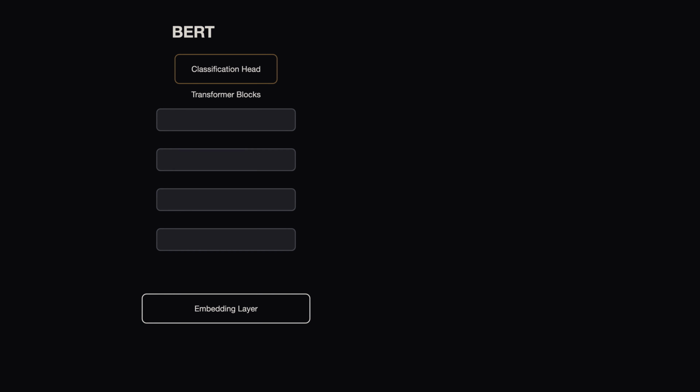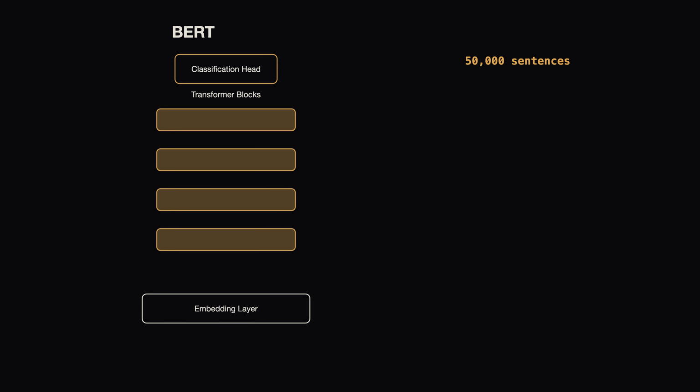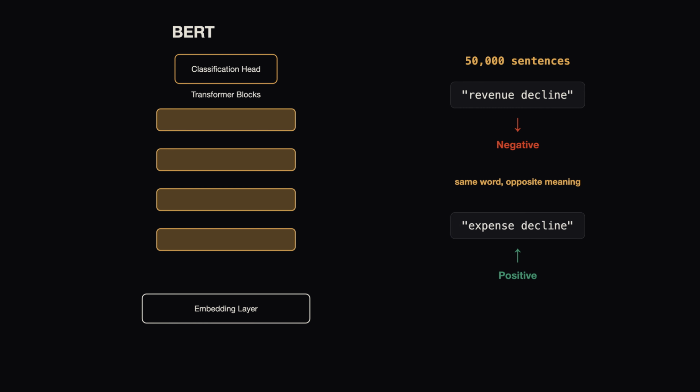FinBERT takes the original BERT model and fine-tunes it on 50,000 financial sentences from earnings calls, analyst reports, and financial news. The architecture stays the same, the weights change. It learns that decline next to revenue is negative, but next to expenses is positive. It learns the difference between what words mean in general and what they mean when money is involved.